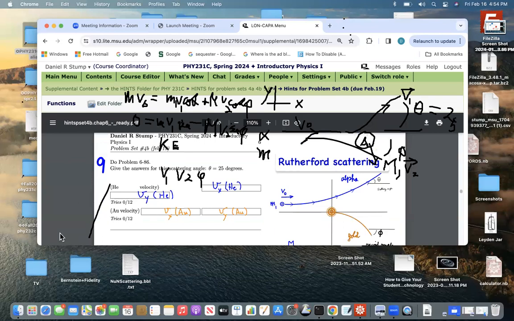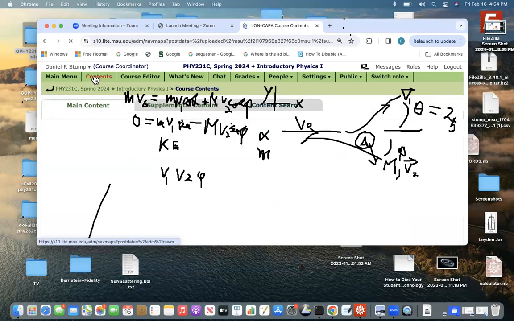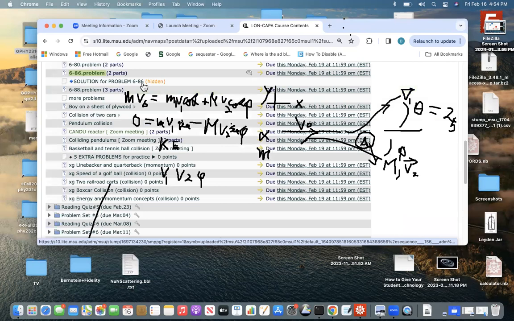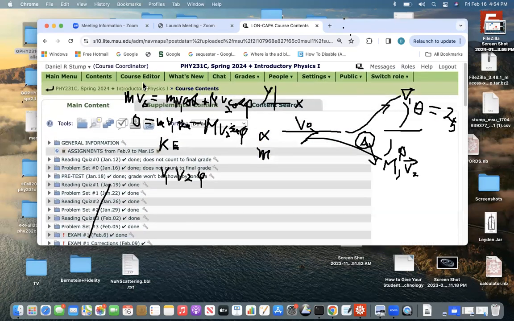Now, if you can't see the hints, then you need to log out of ln kappa and log back in, because sometimes ln kappa will be using an old login. And the old login may not have had the hints, but the hints are there now. So you need to log out of ln kappa and log back in.